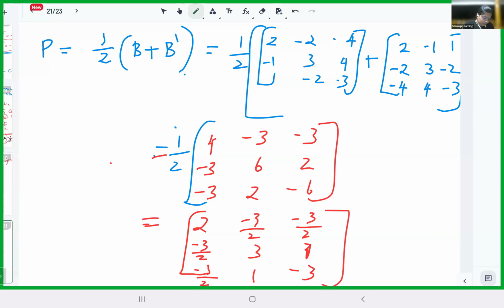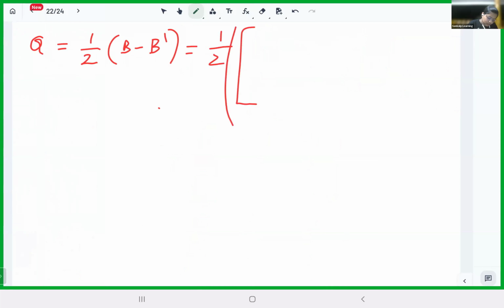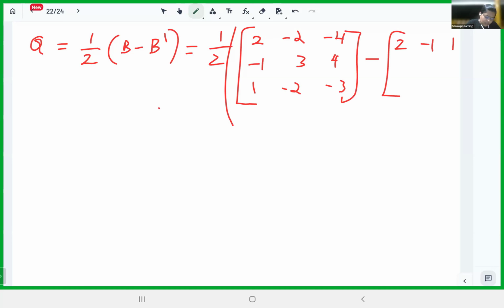Now what we have to do, we have to find out the matrix Q also. Okay, we need a skew symmetric matrix. So for that, we have to find a matrix Q such that it is equal to half of B minus B transpose. Here also I'm taking this half outside and then putting the values of the matrix B and B transpose. Okay. What is B? B was 2, minus 2, minus 4. Then minus 1, 3, 4. Then this one is 1, minus 2, minus 3. Minus matrix B transpose, that is equal to 2, minus 1, 1, minus 2, 3, minus 2, minus 4, 4, minus 3.